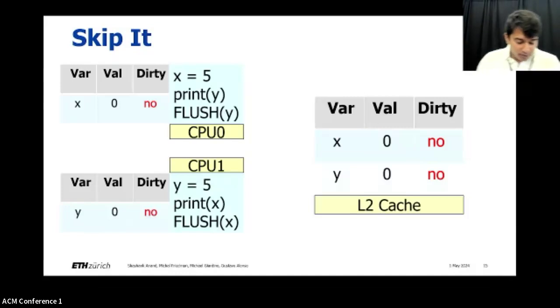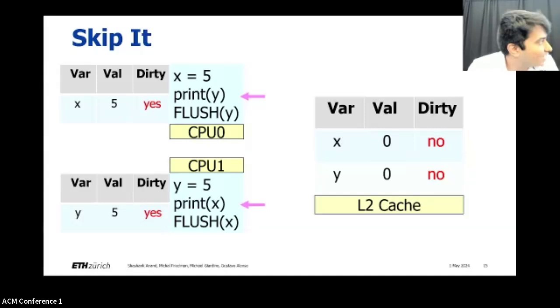Let's look at an example to see why that does not work. Imagine CPU 0 and CPU 1, each executing this very simple program. CPU 0 has X, CPU 1 has Y. So as you can see, they both modify their respective values. The dirty bit gets set and the updated value is written in their L1 caches. Then they each read the other's data. So CPU 0 reads Y and CPU 1 reads X.